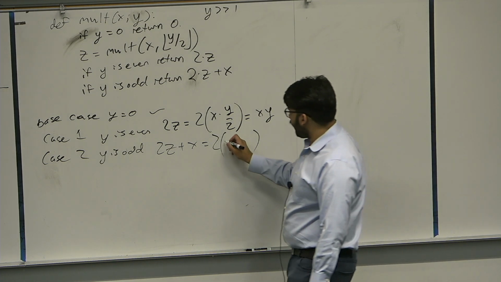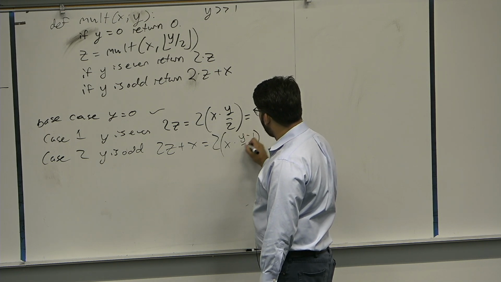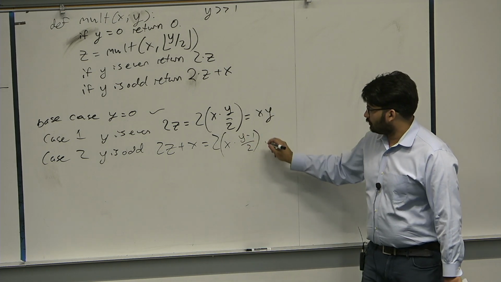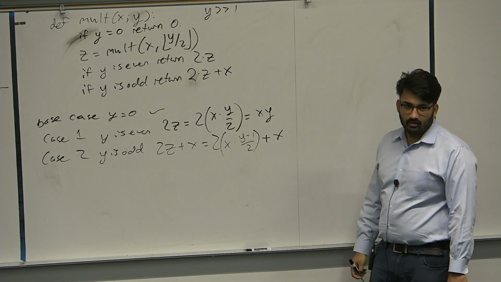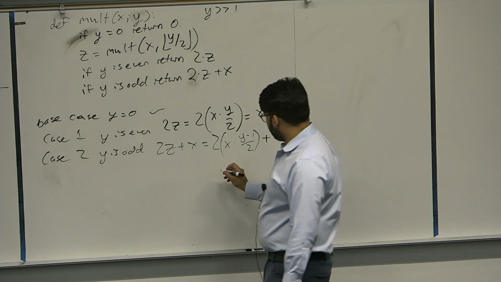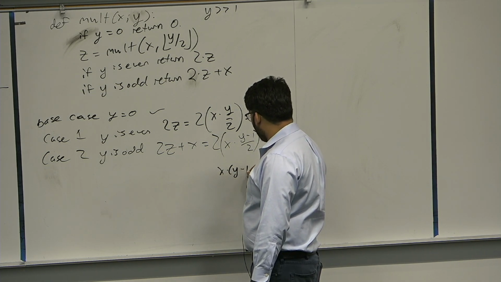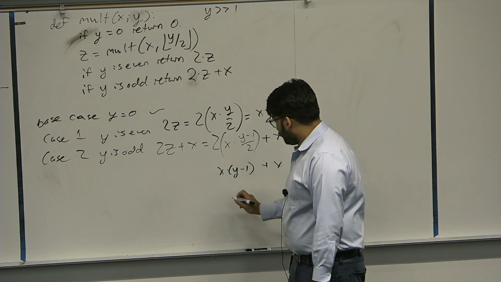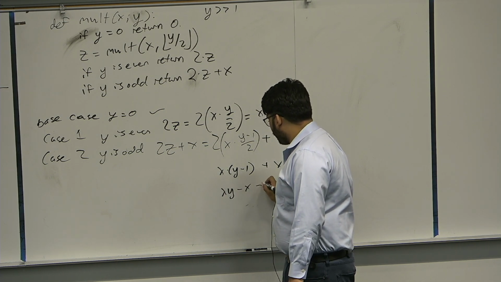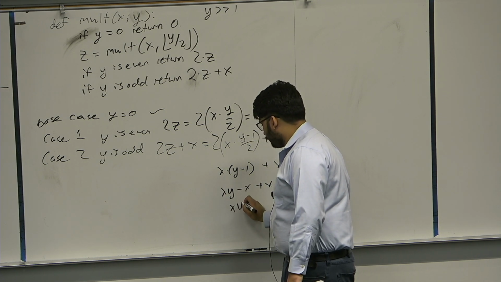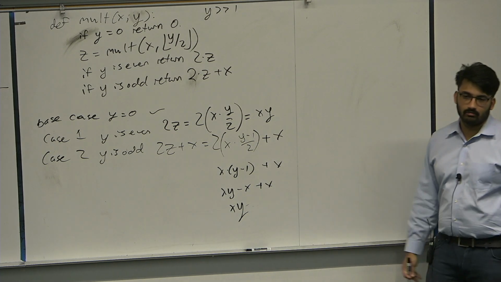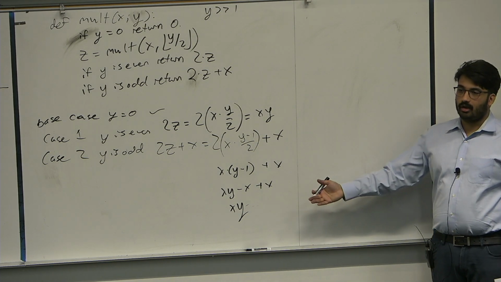Yeah, it's going to be x times y minus 1 over 2 plus x, right? Then we're just going to get x times y minus 1 plus x. xy minus x plus x, xy. Easy. Correctness, the algorithm is correct. Questions?